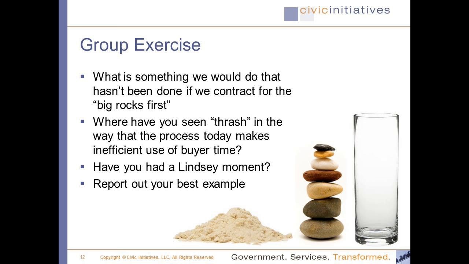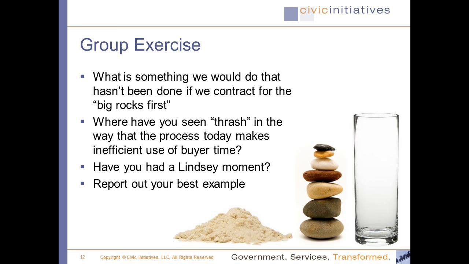And two is, where have you seen some of the thrash in terms of the use of this group, where it assumes the cost of using you is zero? Like the Missouri story, right? The way corrections was using that group. And your Lindsay moment is sort of like the thrash, but it's also that thing where I know we could do it differently, but I can't seem to get any traction, right? So have you had your own Lindsay moment, or do you know of one?